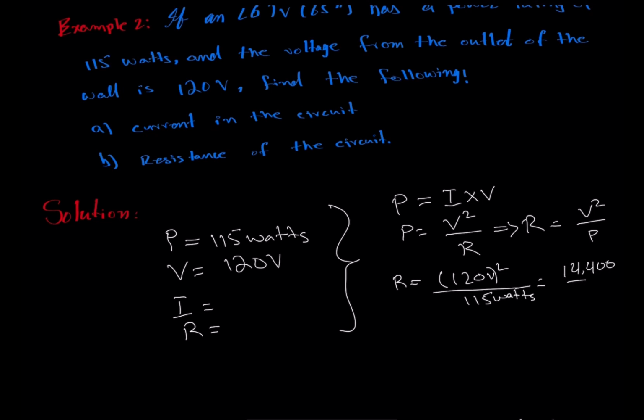14,400 divided by 115 will give us 125.217 ohms. So this is 125.217 ohm, or we can just round it to 125.2 ohm.